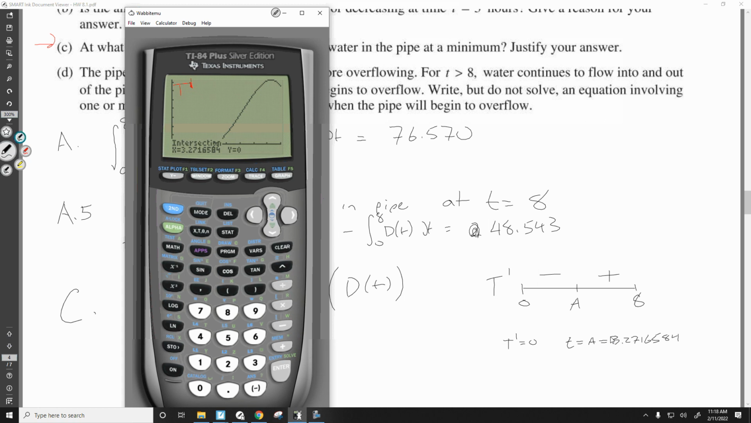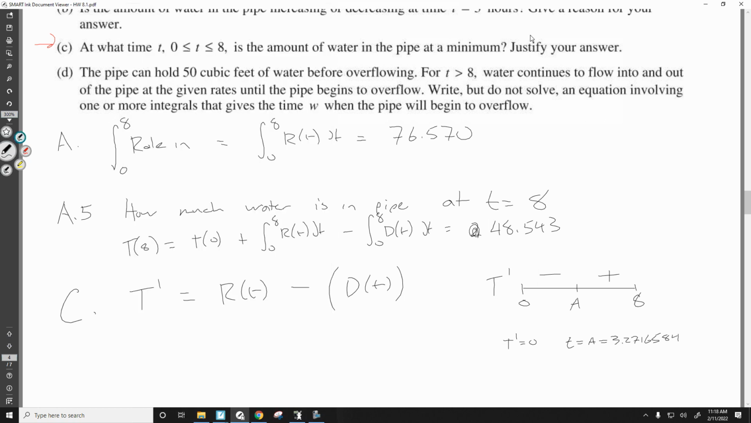Now, hold on, guys. This is a free response question. They want me to justify my answer. What do I need to write down on my piece of paper? This is good practice. Write it down. See if you can do it right, and then I'm going to tell you if you're wrong or not. What do I need to write down if I'm asking for the minimum amount of water? Tell your neighbor.